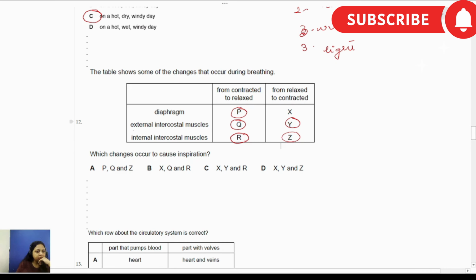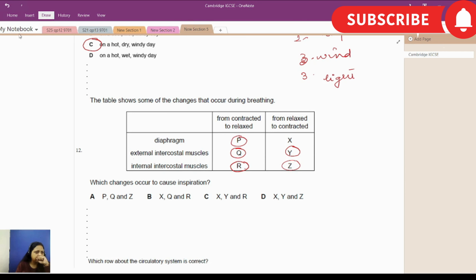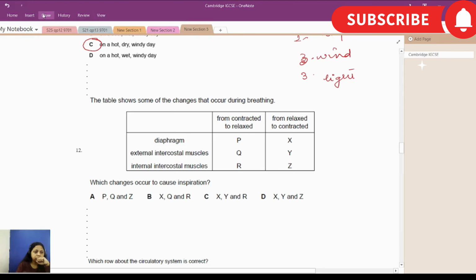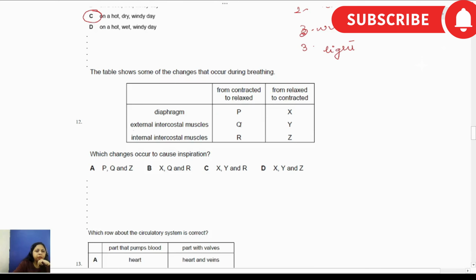External intercostal muscles are relaxing. Oh yeah, the external ones will relax, so its size will increase. Okay, yes, Q will come here. One minute, I'll erase this. Okay, so it would be P, Q and Z. The diaphragm would relax, the external intercostal muscles relax, and the internal contract. P, Q, Z. Okay.